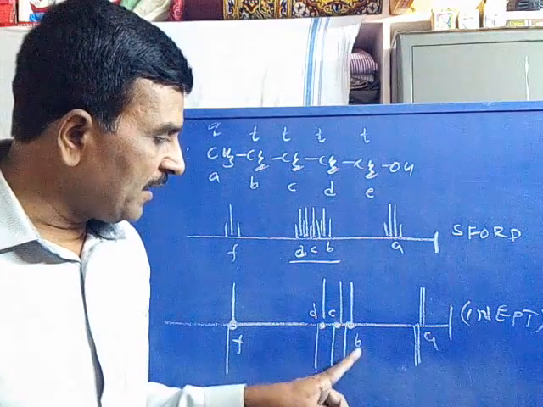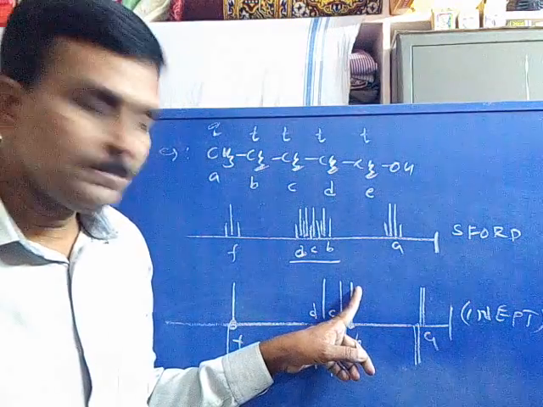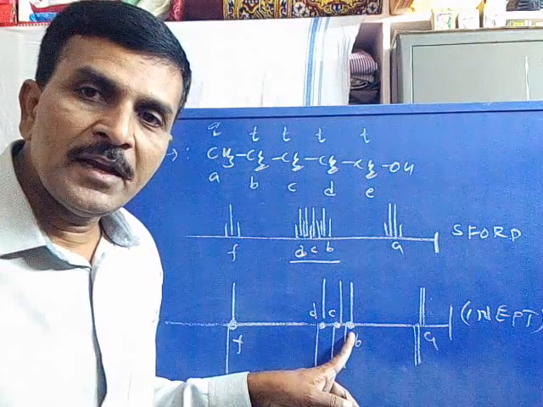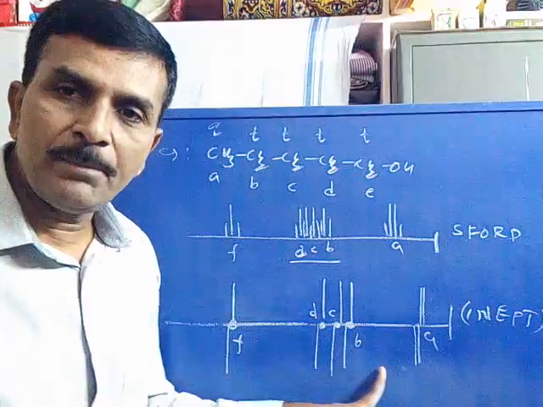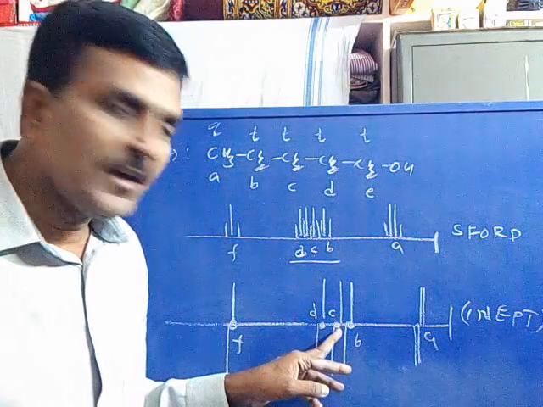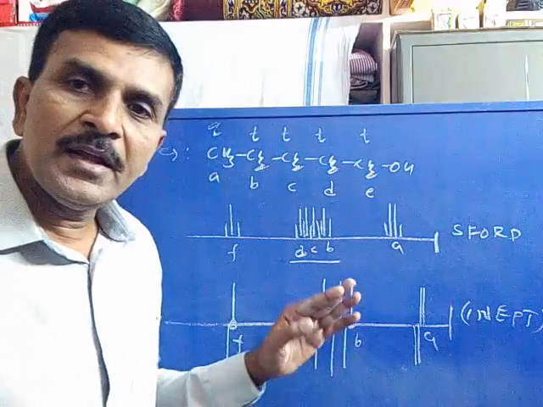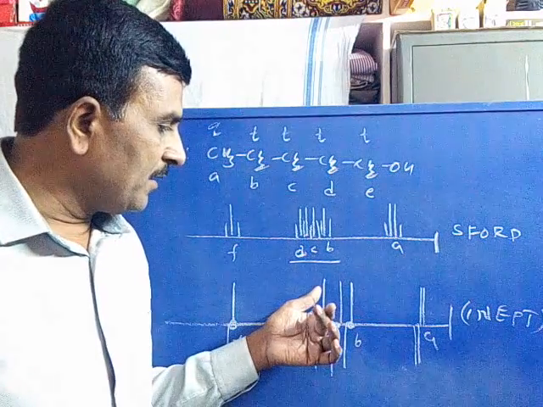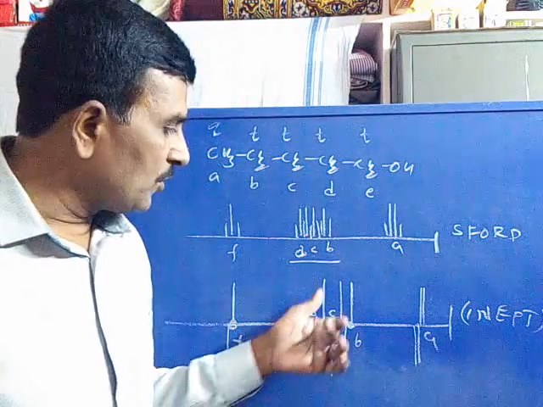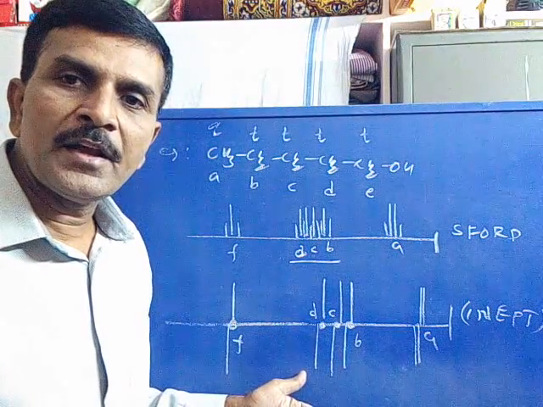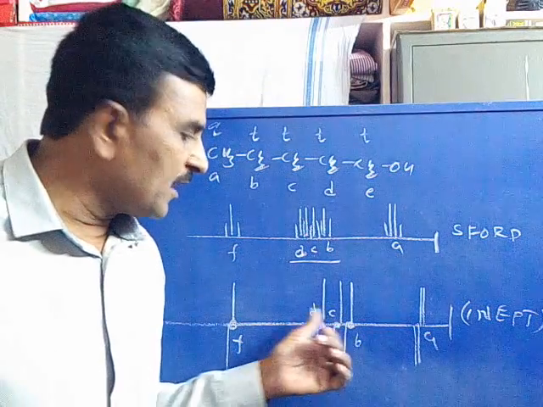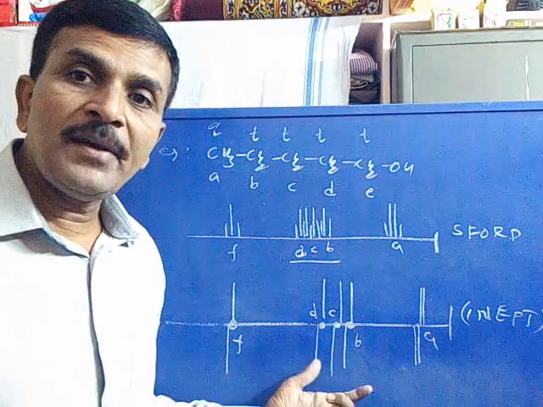Now here B carbon starts with a positive line, ends with a negative line, leaving a zero intensity middle line, indicating B carbon is a triplet. C carbon, one positive, one negative, zero intensity middle line, indicating C carbon is a triplet. And D carbon, one positive, one negative, zero intensity middle line. So start with a positive line, end with a negative line. D carbon is also a triplet. Now B carbon, C carbon, D carbon, three triplets indicated.